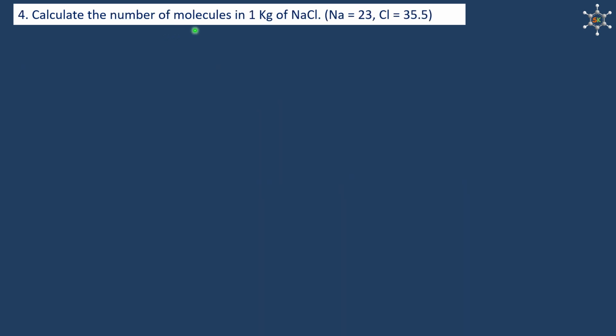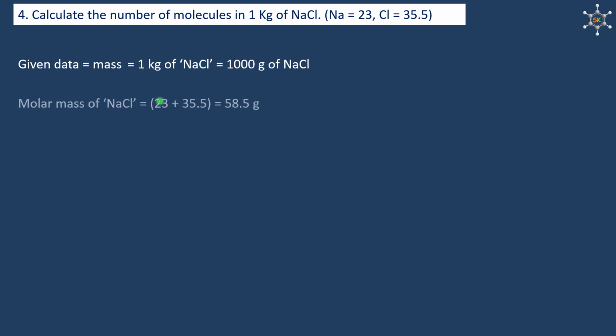Calculate the number of molecules in 1 kg of sodium chloride. Atomic weights are given here. To find out the number of molecules in 1 kg of NaCl, first we have to find out number of moles of NaCl present in 1 kg of NaCl. Given data is mass, that is 1 kg of NaCl. 1 kg means 1000 gram of NaCl. Molar mass of NaCl is 23 plus 35.5, that is 58.5 gram.